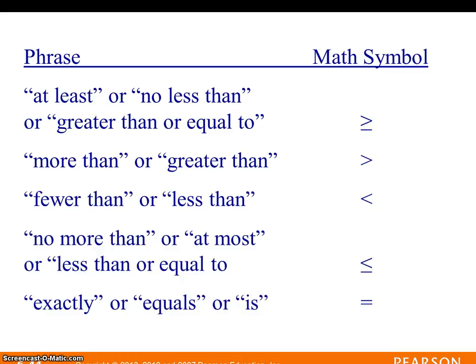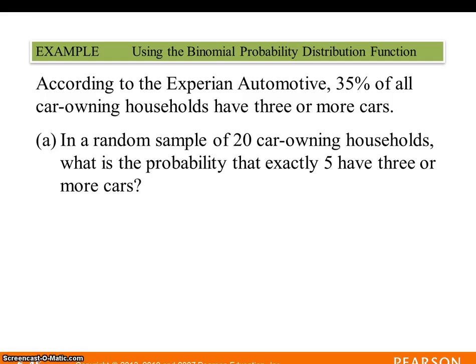You can compute this in StatCrunch by going to Calculators, then Binomial, and entering the appropriate information as well. But let's just do an example of how to do this by hand. Say in a random sample of 20 car-owning households, what is the probability exactly 5 have 3 or more cars? 35% of all car-owning households have 3 or more cars. In this case you want exactly 5, so we're calculating P of 5.